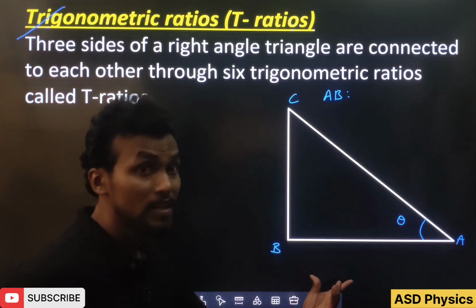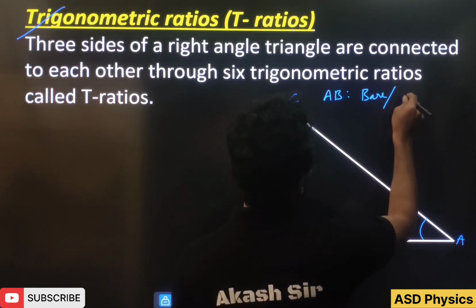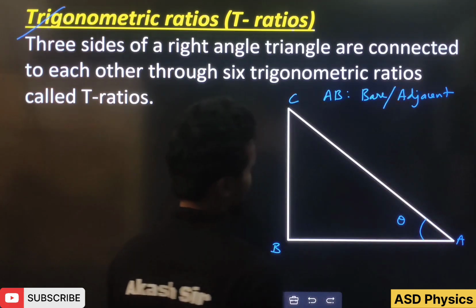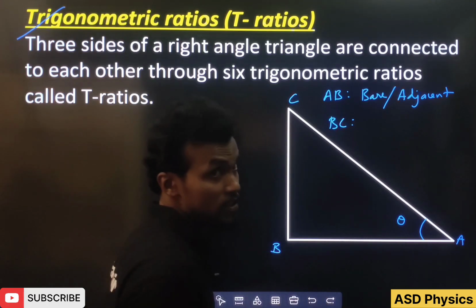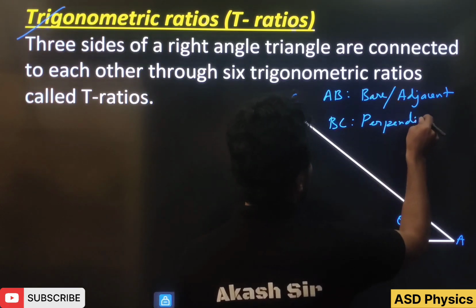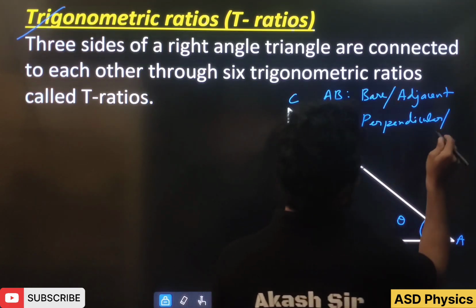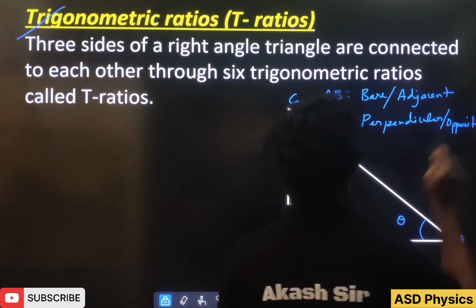One thing you know very well, what is this AB? AB is called a base, or we can tell adjacent. Now if I talk about the BC, this BC is called what, students? Perpendicular, or we can tell opposite. Okay. Opposite.